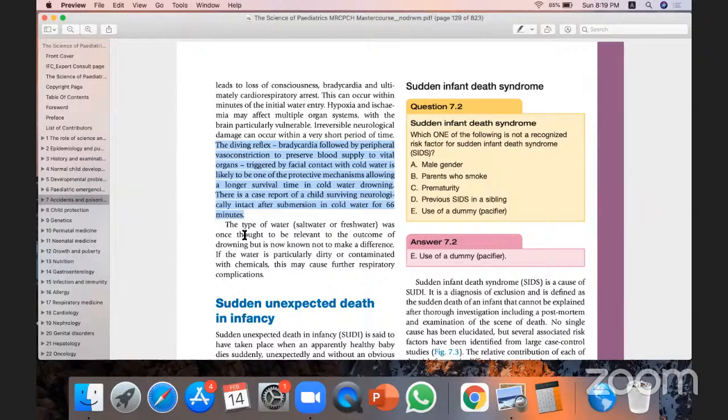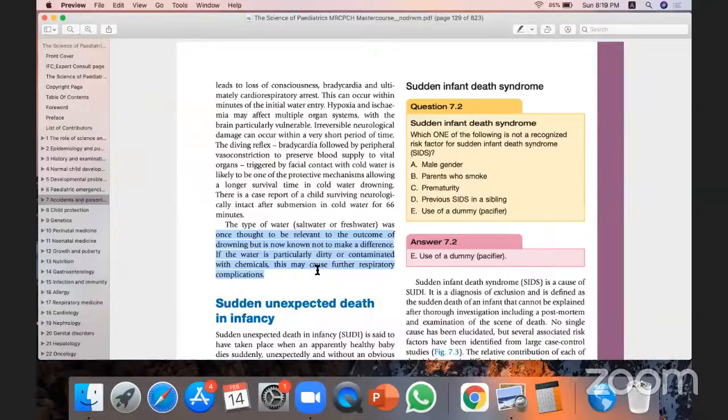The type of water, salt water, was once thought to be relevant to outcome, but now there is no difference. But if the water is dirty, contaminated with chemicals, then there is further respiratory complication. If it is salty water, then there is a high chance of hypernatremia. But this is the difference. Otherwise, there is no difference. Okay, any question until now?